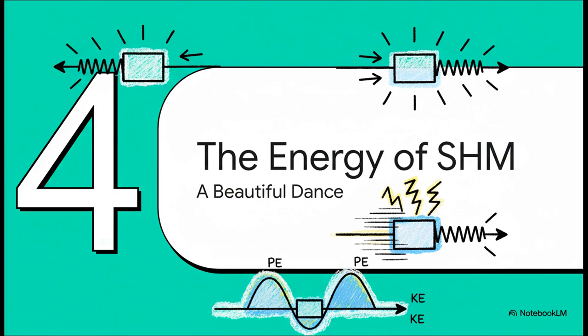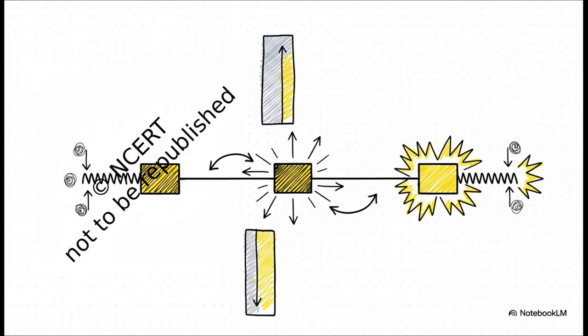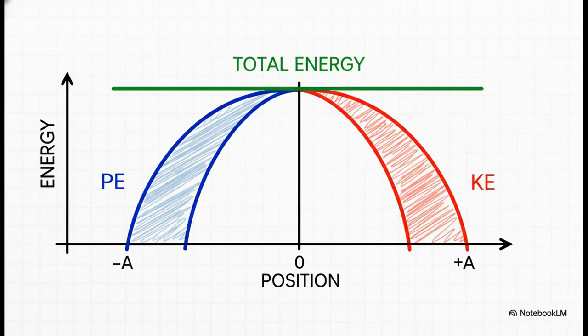Let's move on to another favorite topic of the examiners, the energy in an SHM system. Look at this beautiful dance. Potential energy is max at the ends, and kinetic energy is max in the middle. But what's really interesting is that the total energy never changes. It just converts from potential to kinetic and back again.